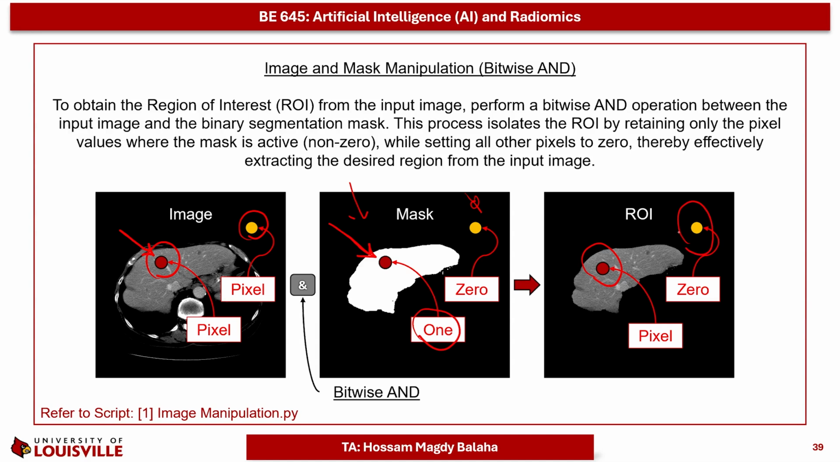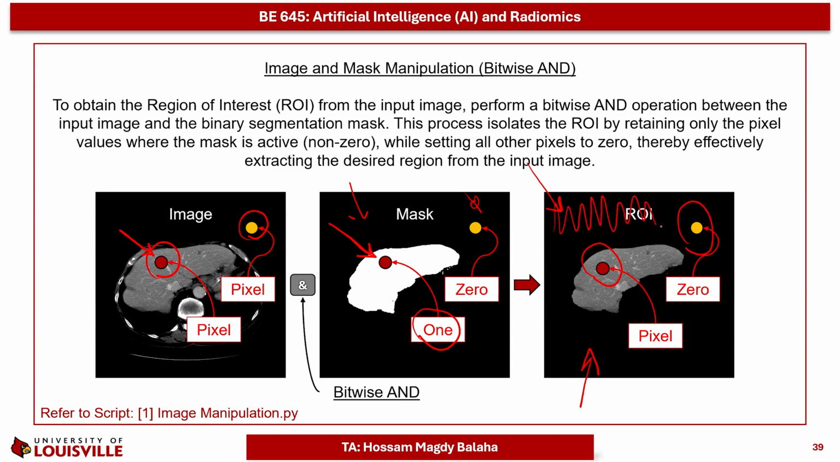So the benefit of using a binary mask that consists of ones and zeros, or whites and blacks, is to filter only the region covered by white pixels in the mask. So the concept here is simple. If you have an image and a mask, apply bitwise AND between them to get the region of interest.